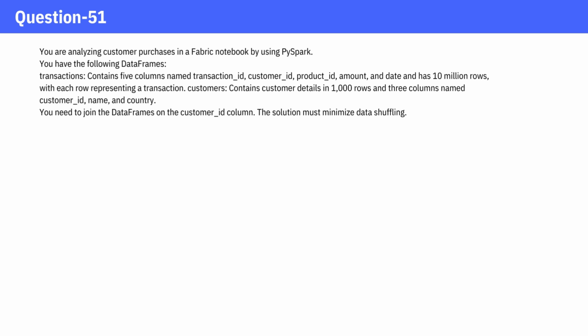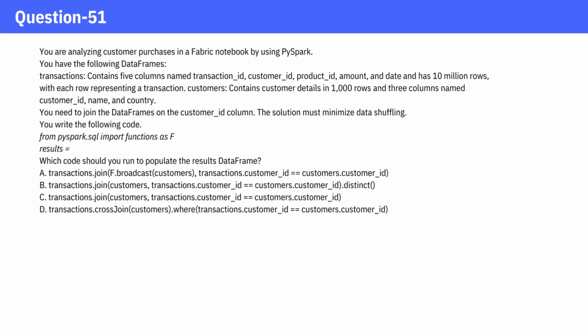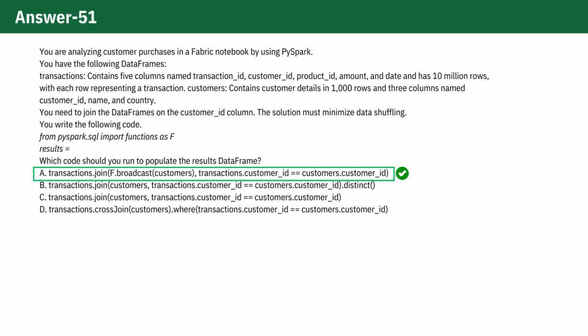You need to join the data frames on the Customer.ID column. The solution must minimize data shuffling. You write the following code. Which code should you run to populate the results data frame? Pause the video, carefully review each option and its corresponding code, and then check the answer. The correct answer is option A.